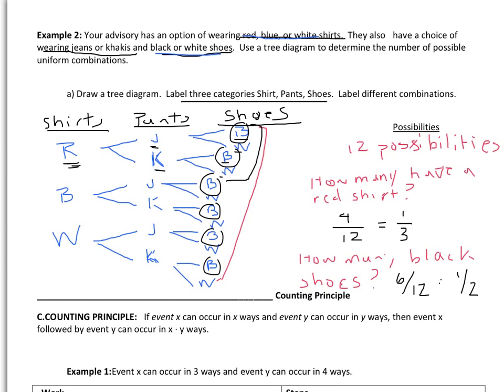Now again, we should say, all right, looking at this, is this going to be a permutation or is this going to be a combination? This would be a combination because the order that you wear your outfit doesn't matter. So if I wear a red shirt, jeans, and black shoes, it's the same as wearing black shoes, jeans, and a red shirt. It doesn't matter what order I say my outfit in, I'm still wearing the same outfit.